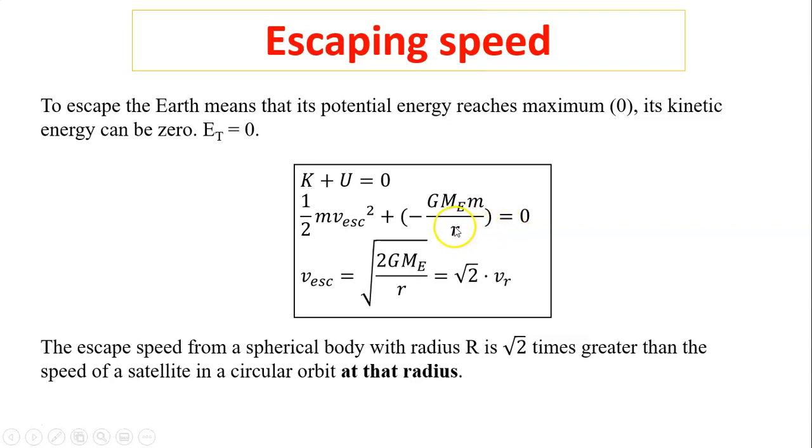So from that point, what is escape speed? That's square root of 2 times its circular speed. So the escape speed from a spherical body with radius r is square root of 2 times greater than the speed of a satellite in a circular orbit at that radius.